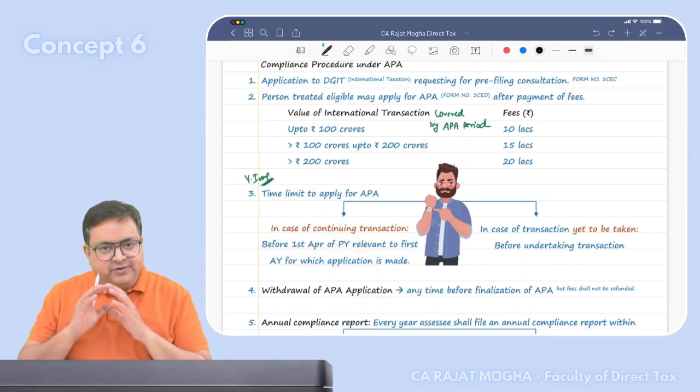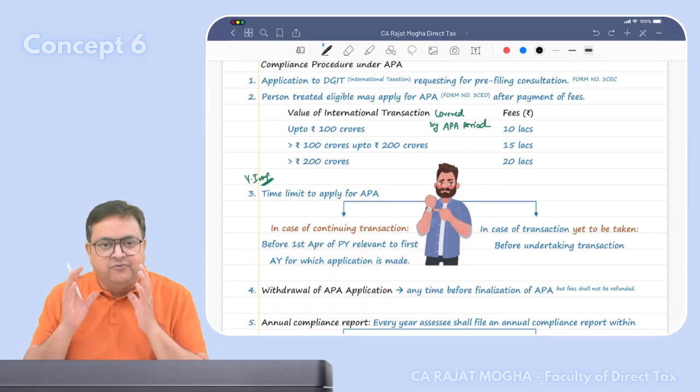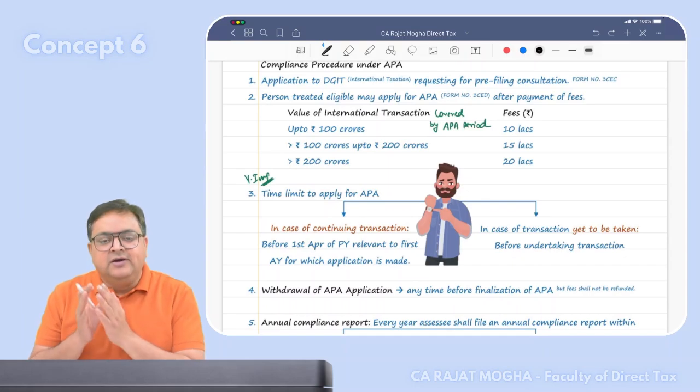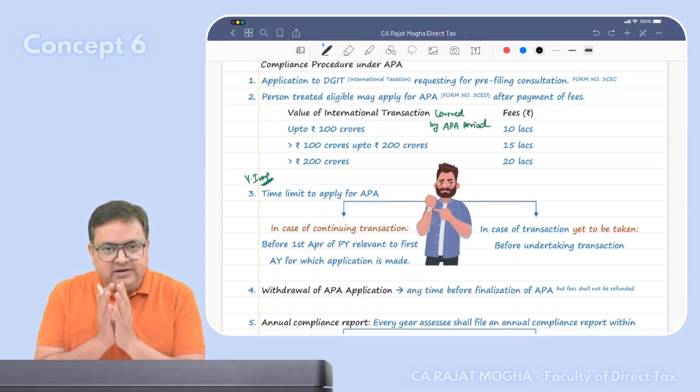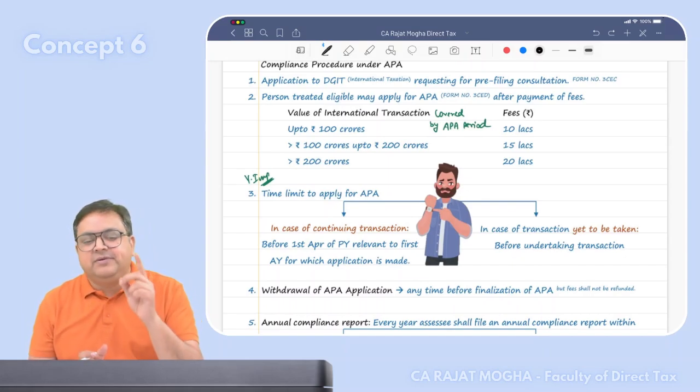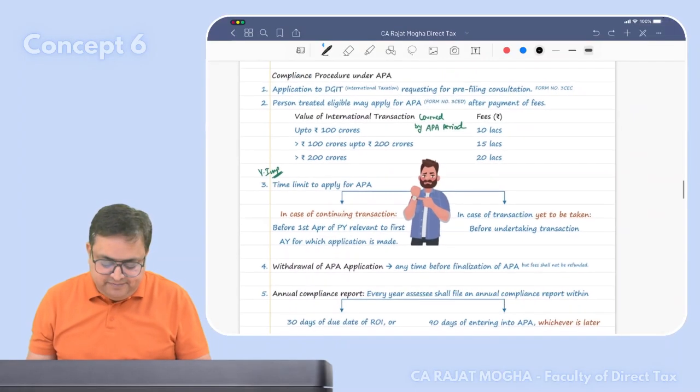application is made. So whatever the first assessment year from which you would like to take the APA, take that relevant previous year. What is the relevant previous year? 1st April. Before 1st April of that previous year, please apply for the APA.